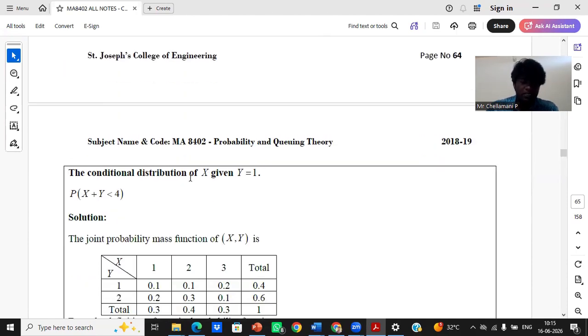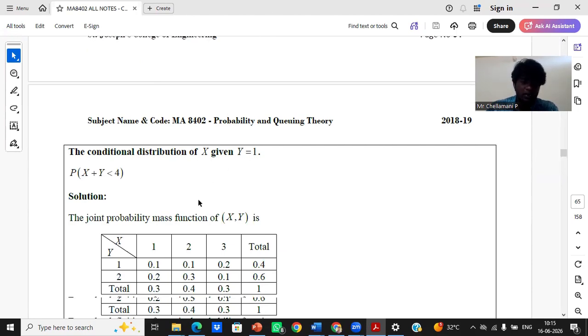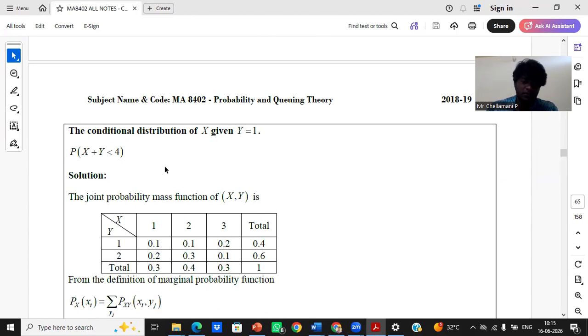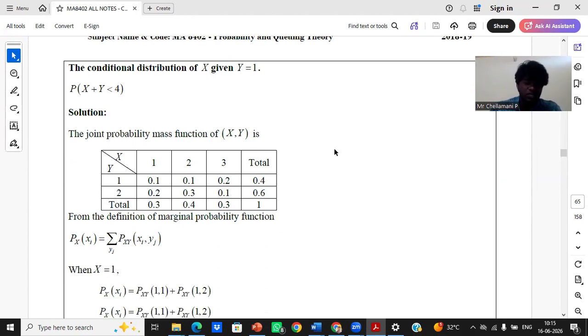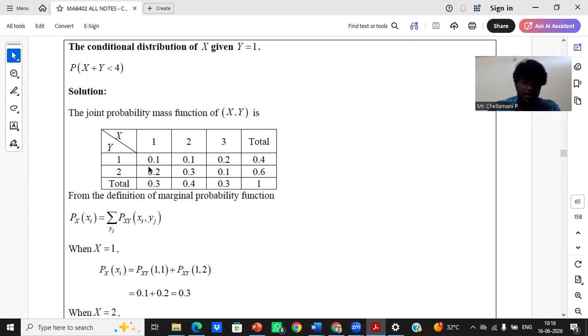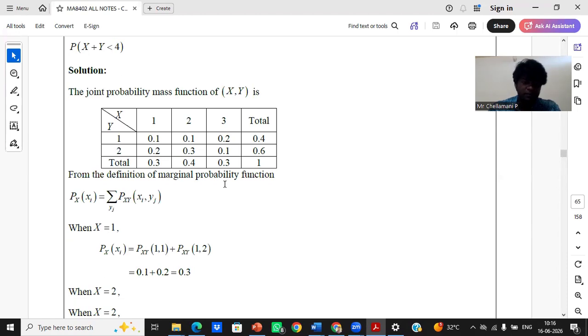And the conditional distribution of x given y is equal to 1, and P of x plus y less than 4. So the solution: the joint probability mass function of x comma y is the given table. So we add the row values and we will get 0.4, 0.6. And if adding the column values, we will get 0.3, 0.4 and 0.3.